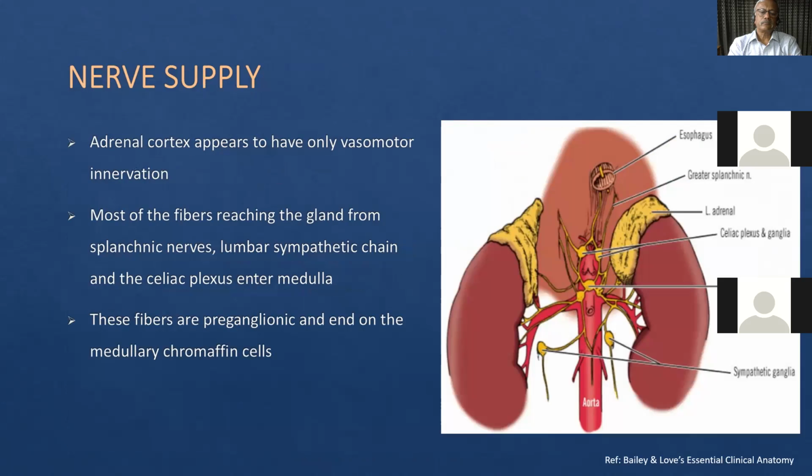Coming to the nerve supply of the adrenal gland, the adrenal cortex appears to have only vasomotor innervation. Most of the fibers reaching the gland from the splanchnic nerves, the lumbar sympathetic chain, and the celiac plexus enter the medulla. These fibers are preganglionic and end on the medullary chromaffin cells.